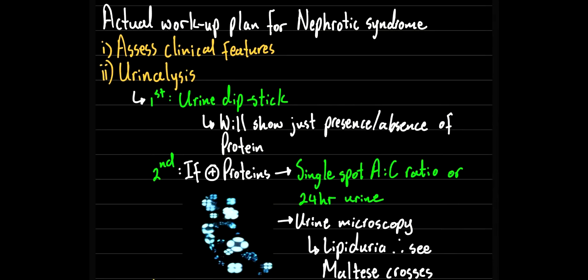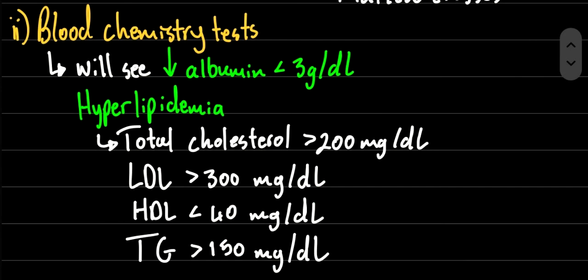After detecting presence of proteins by dipstick test, you can follow it up with either 24-hour urine collection or single spot albumin to creatinine ratio. Microscopy can also be used to analyze presence of lipiduria and is classically seen as Maltese cross under microscopy. After microscopy, a blood chemistry test is done to confirm hypoproteinemia. So we'll see decreased serum proteins, hyperlipidemia with dyslipidemia, where cholesterol, LDL and HDL and triglycerides will be abnormal.